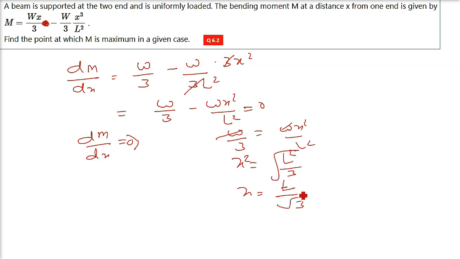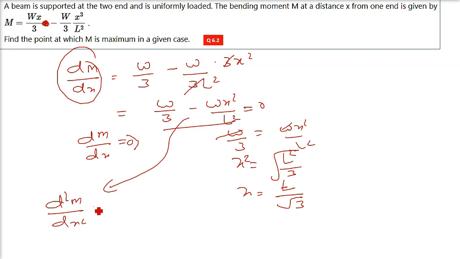And this is the answer, L by root 3. But we don't have to stop here. We can stop here, but the question is also asking about maximizing the M. So d2M by dx2 we are doing. Already the expression of single differentiation is in front of you.